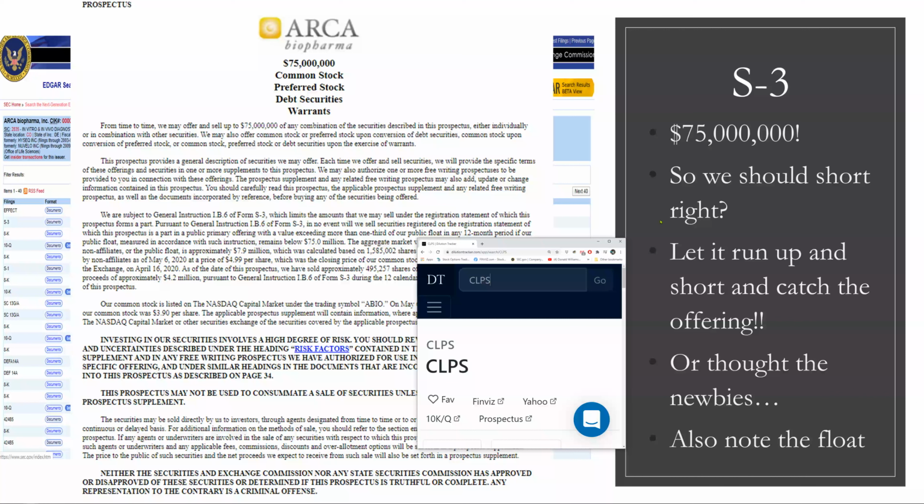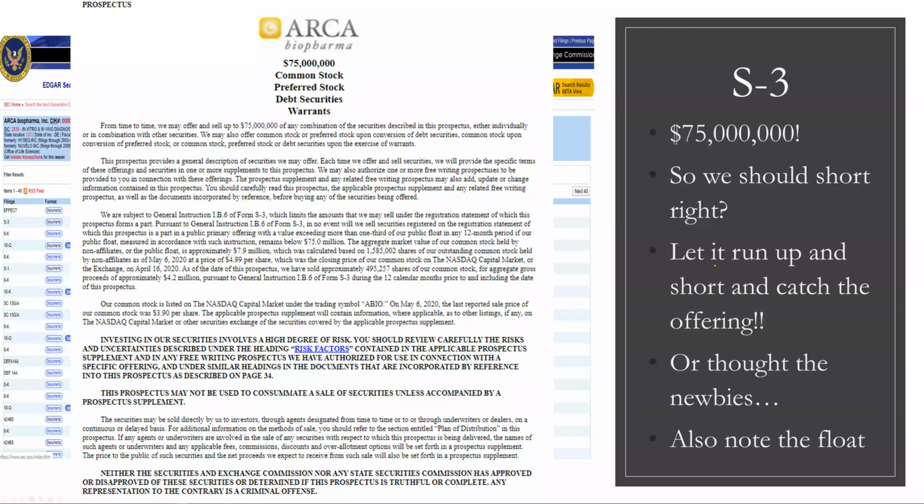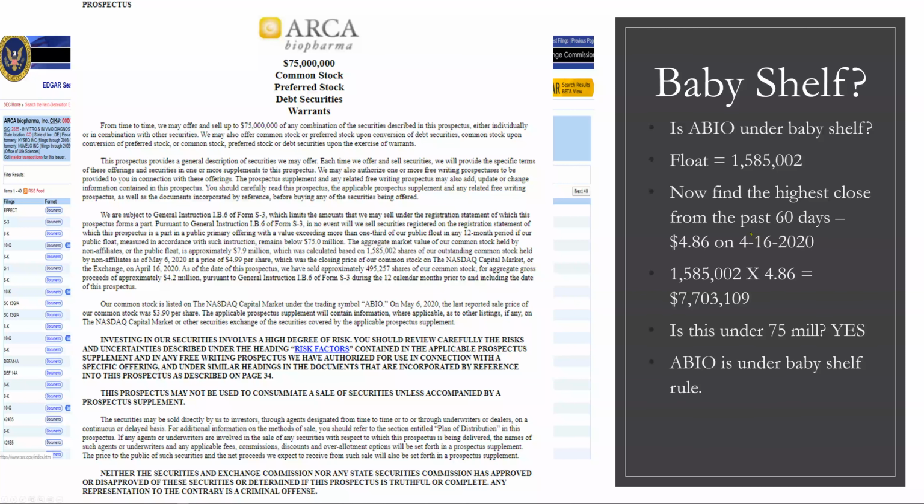And so everybody was looking at this S3 and thinking, yeah, let's let it run up and then short it because they're going to raise. Well, what they weren't looking at was, is ABio under baby shelf? And the answer is, well, yeah. Its float is 1.5 million. Now you find the highest close from the past 60 days, 4.86, multiply them, and this is your value, 7 million. So yeah, it's definitely under baby shelf.